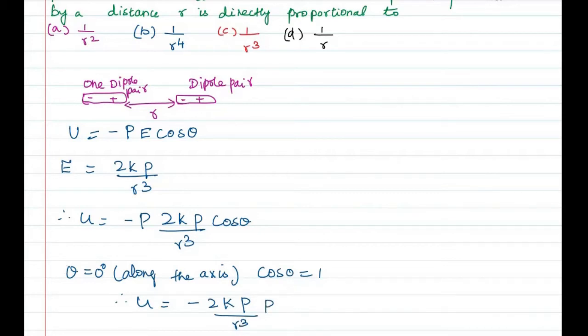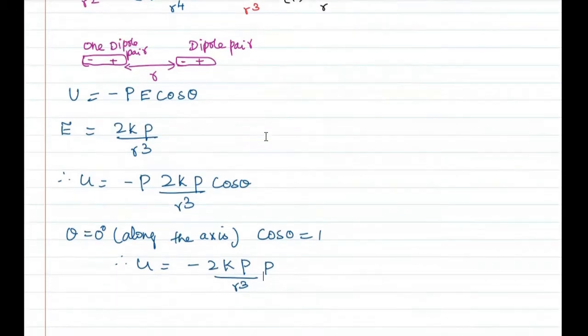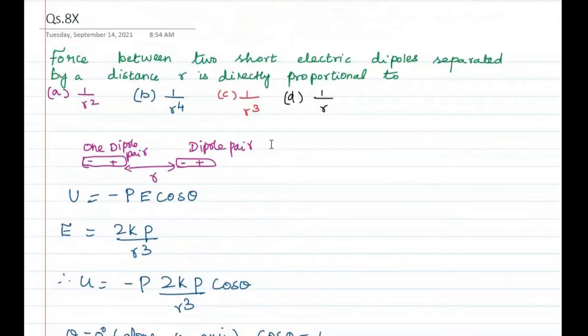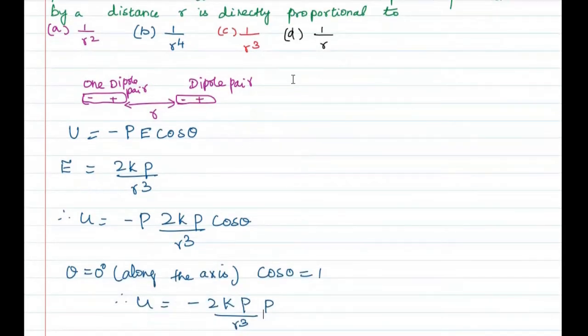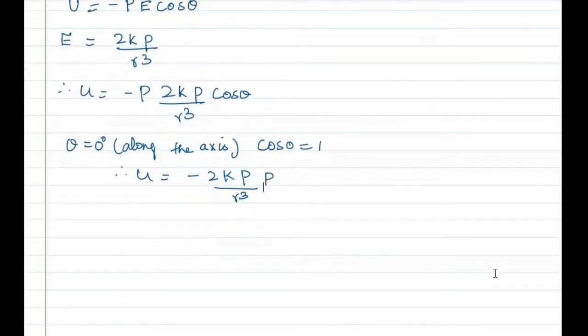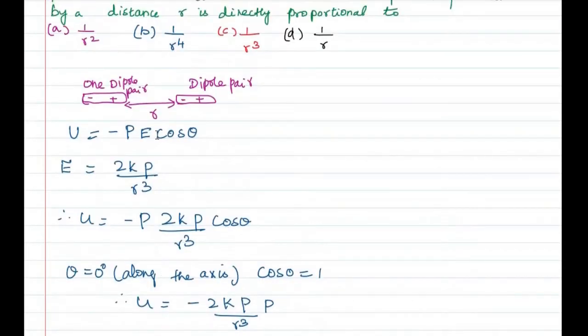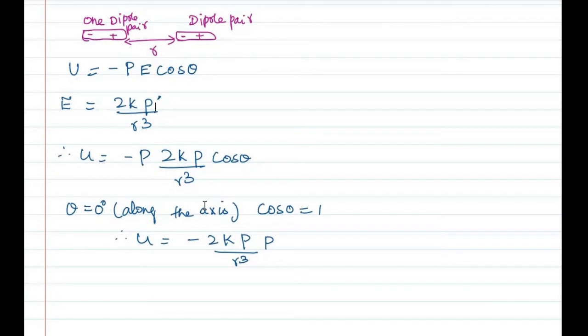Okay, so we have to find the relation between the force and the distance between them. To differentiate the dipole moments, this P denotes the dipole moment producing the field, so let the other dipole moment be P dash. This U is the potential energy, minus P into cos theta, let it be P, and the dipole moment in the electric field, let it be P dash, to make the difference between them.